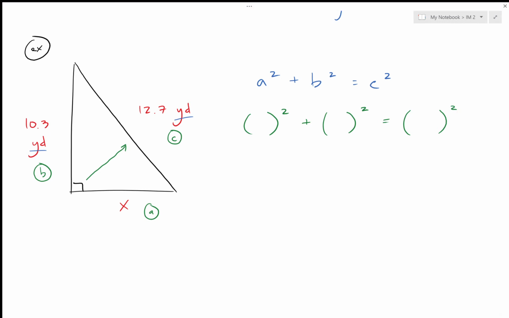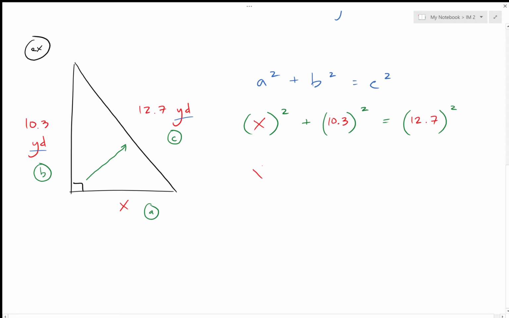When we're doing the math, we don't have to put yards in there, but we do need to put it in the answer. So A, you can either use the letter A or use the letter X. X is what we're trying to find, so might as well just call it X. B, 10.3. And C, 12.7. Now, since we can't really do square roots of decimal numbers off the top of our head, you definitely want your calculator nearby. Whether it's your phone or an actual calculator, go ahead and pull out that device.